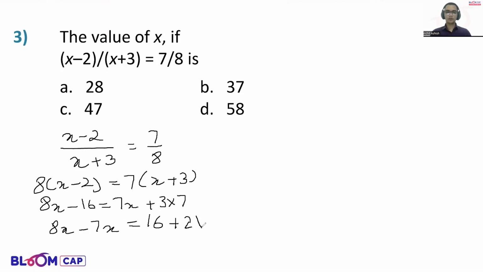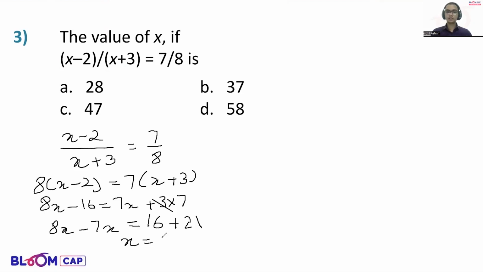Now all I have to do is simplify this. Now how can I do that? On the left hand side, it's written as 8x minus 7x, which is just equal to x. And what is the right hand side equal to? 16 plus 21.